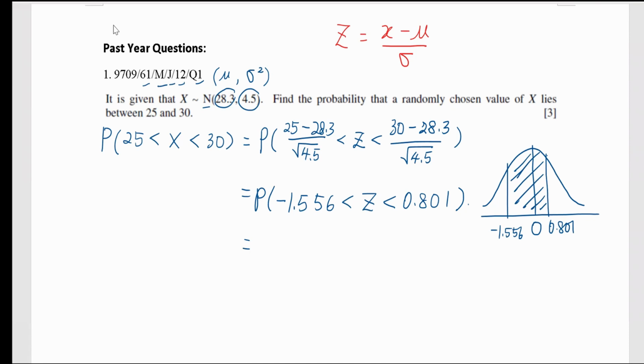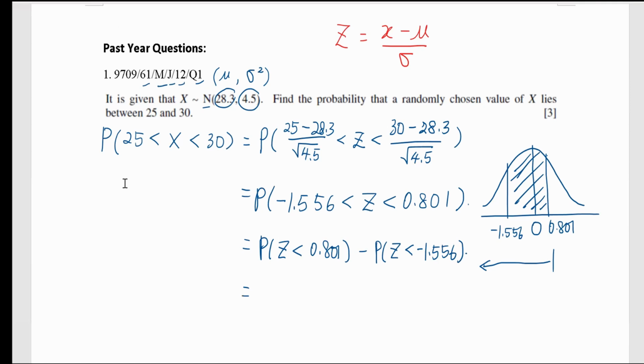So in order to get this probability, what we are going to do is to take the probability from the table, which is the z-score less than 0.801, the total area all the way to the left, minus the probability of the z-score less than negative 1.556.